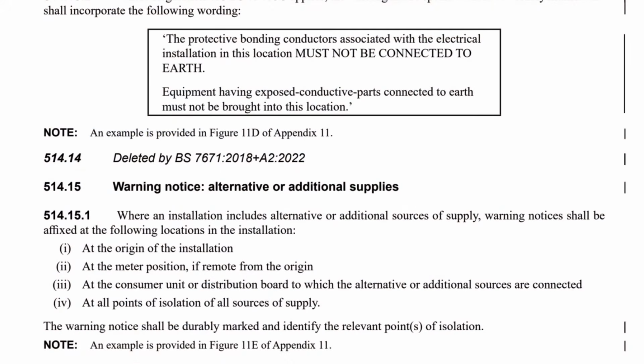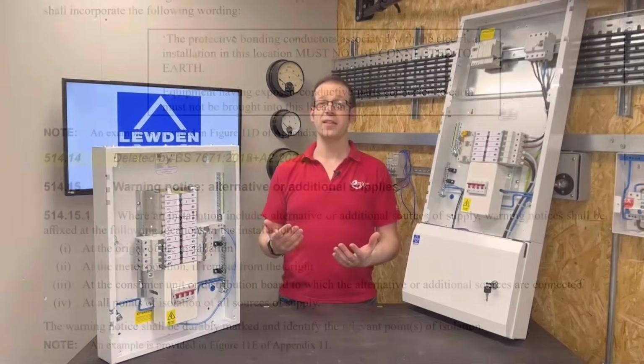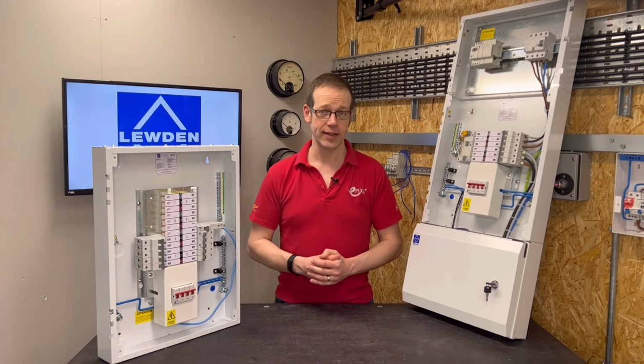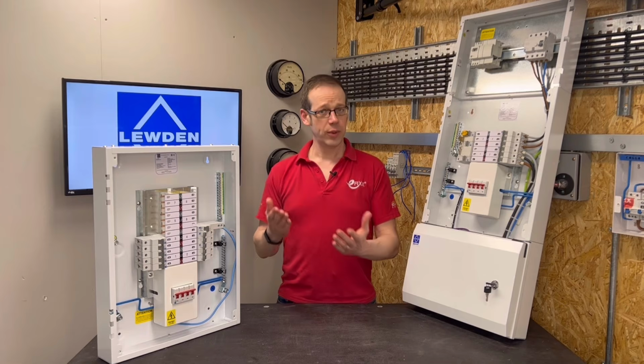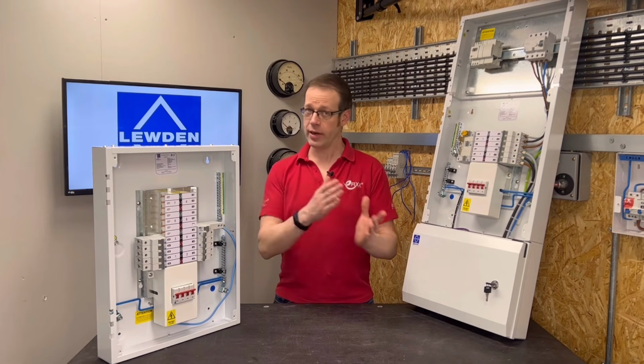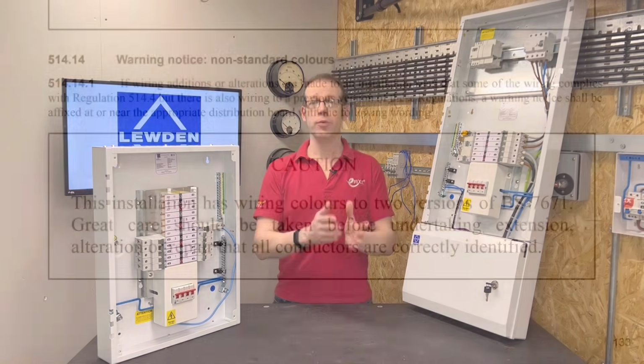This is evidenced by the fact that if you turn to Regulation 514.14 in the Second Amendment to the 18th edition, you can see that there is a regulation there that's been removed. And this is something that kind of passed me by when the Second Amendment landed, so what was there? Well, if we turn to the 2018 edition before any amendments were made, you'll find the removed regulation.